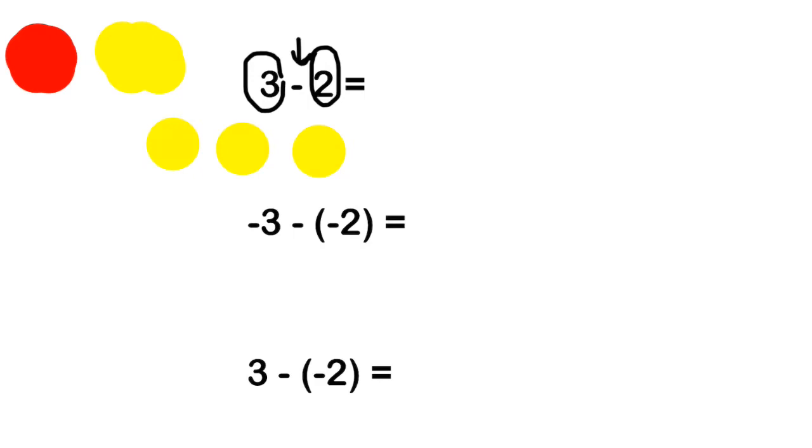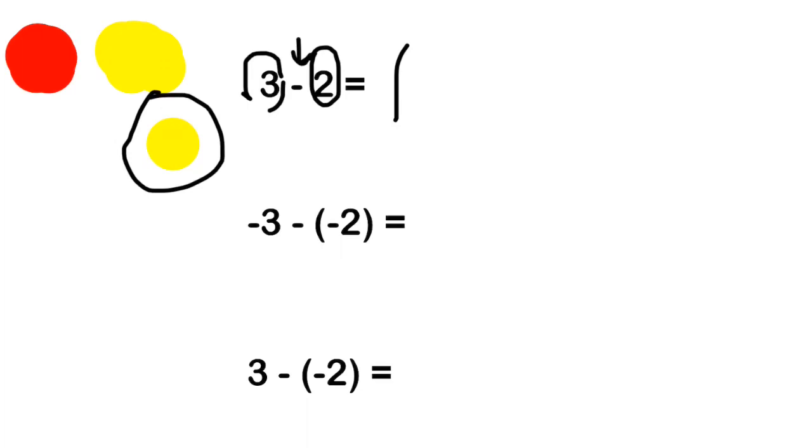So now instead of adding more like we did with addition, now I'm going to look at what I have and take away from what I have. I have 3 positives. I'm going to take away 2 positives. What I'm left with is my answer. I am left with 1 positive. So 3 minus 2 is 1.